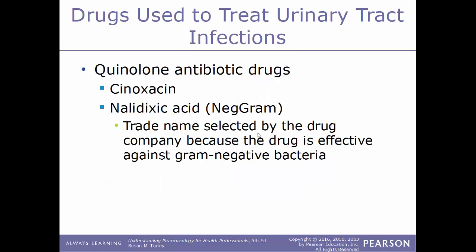First one we'll talk about is quinolone antibiotic drugs. Some examples of this category would include sonoxacin and also nalidixic acid, which is sold under the name Negram. And that name, Negram, was chosen because this drug is effective against gram-negative bacteria.